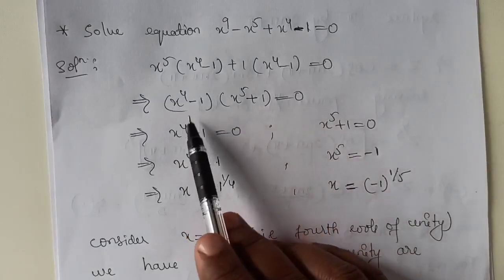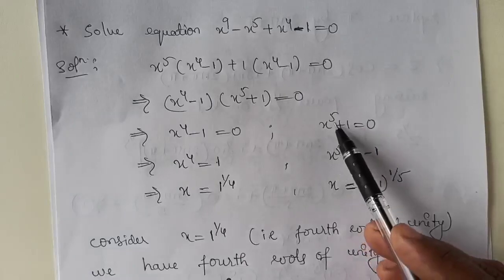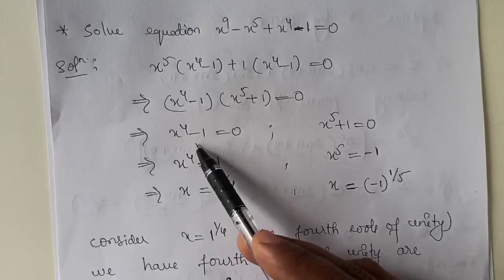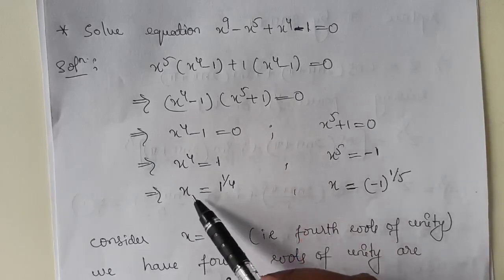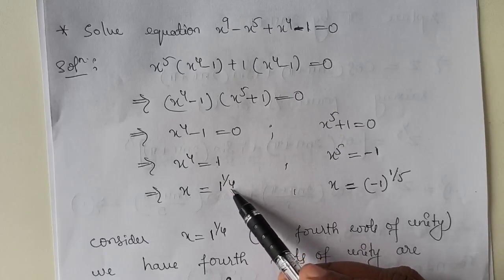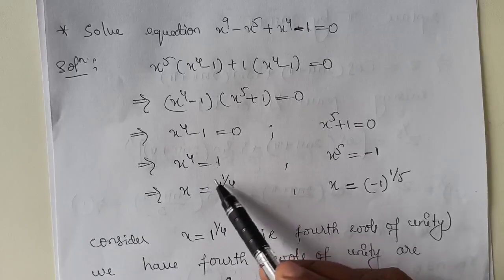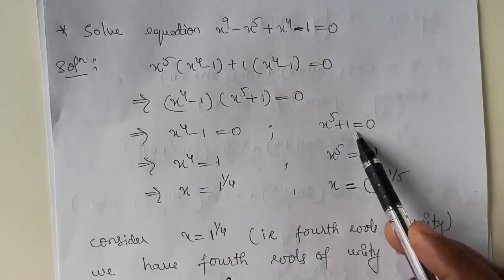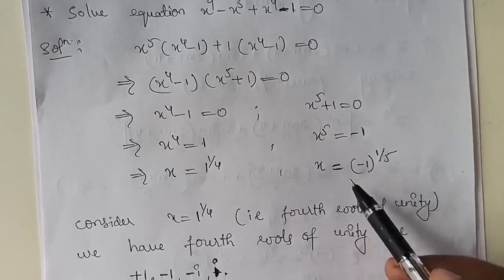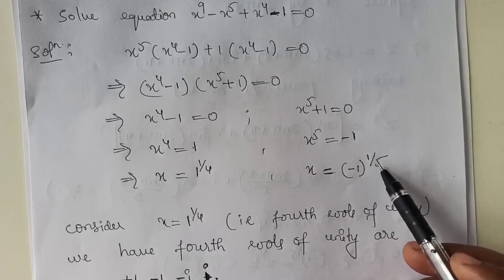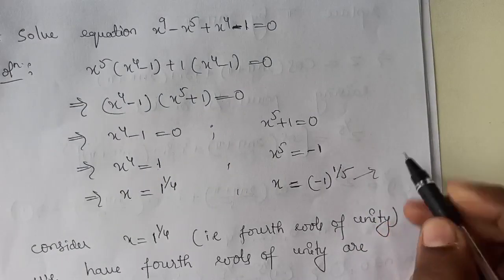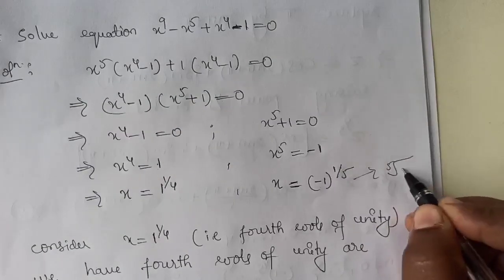So this can be written as x^4 - 1 = 0 and x^5 + 1 = 0. Simplifying the first one, we get x^4 = 1, or x = 1^(1/4), that is the fourth root of unity. And x^5 + 1 = 0 can be written as x^5 = -1, or x = (-1)^(1/5), that is the fifth root of -1.